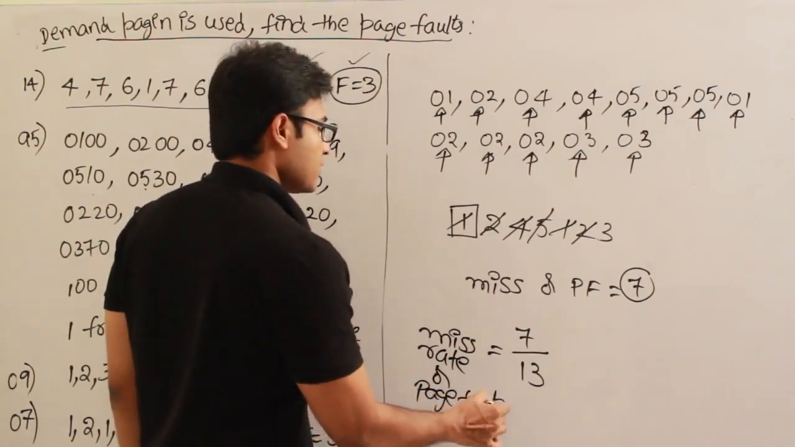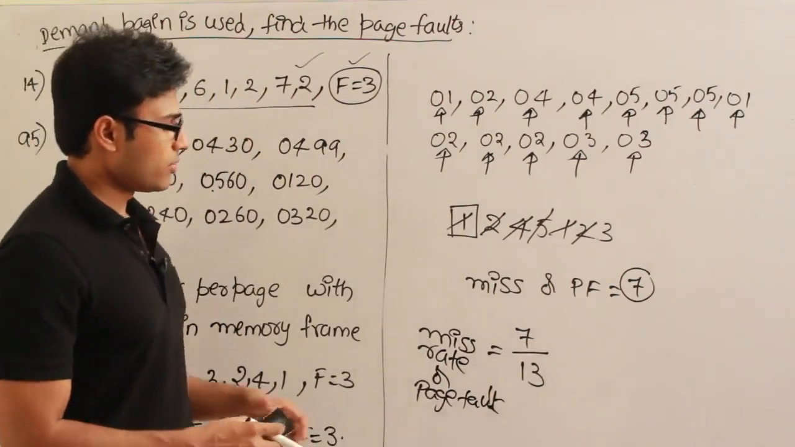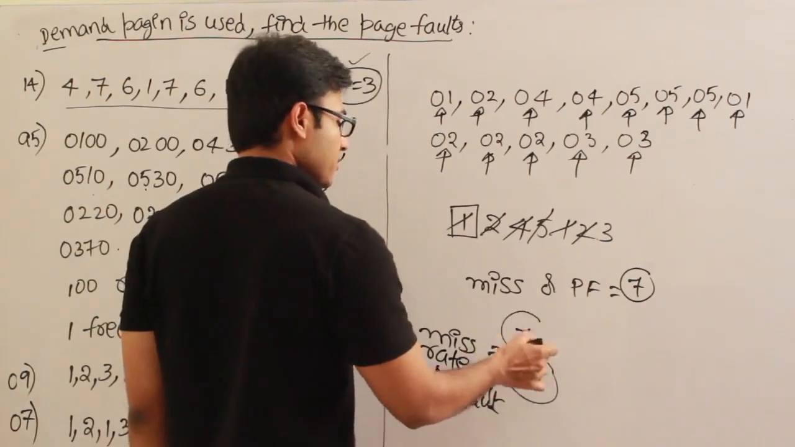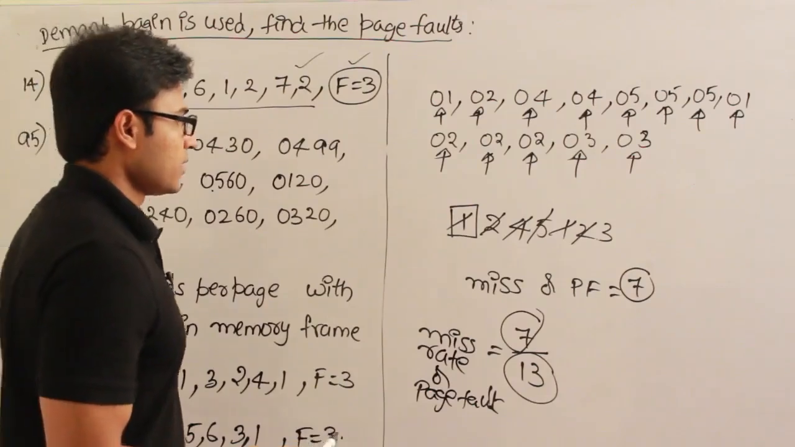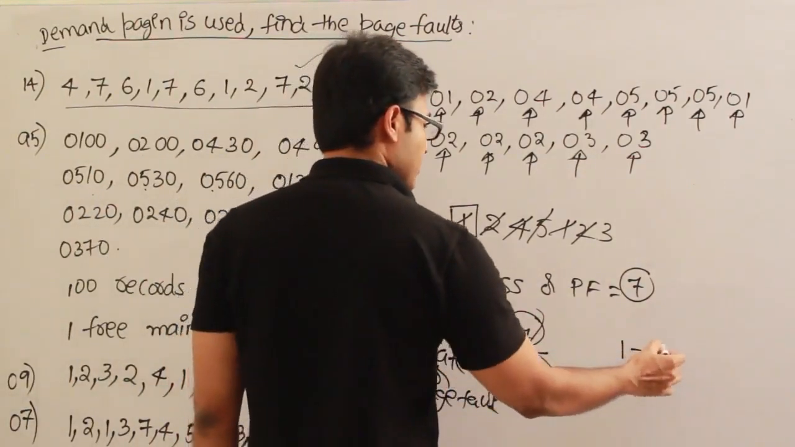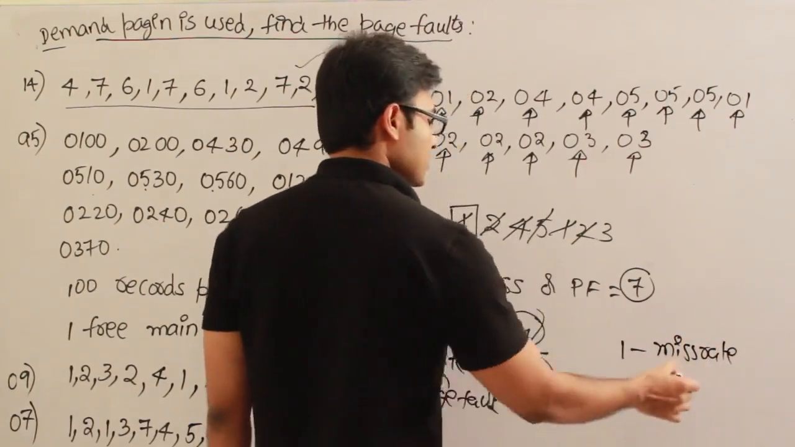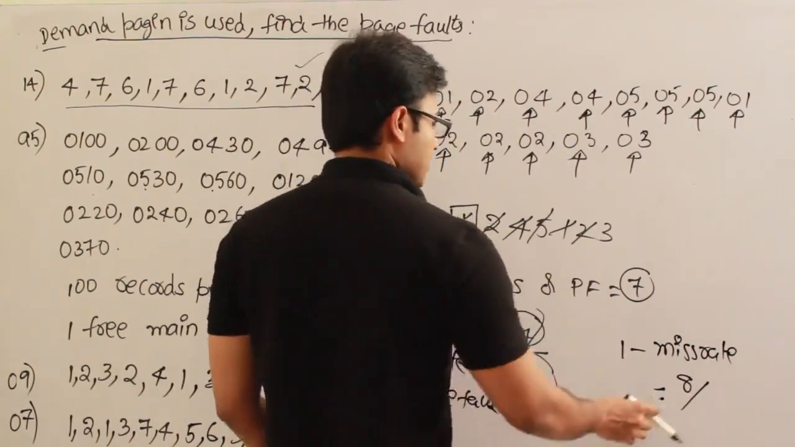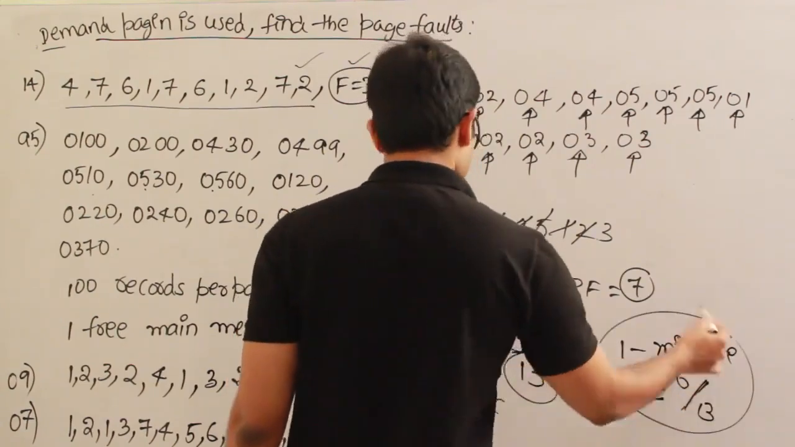They might even ask you a question like this: what is the page fault rate or miss rate? You compute the total references, and out of these total references you compute how many are missed, and that is called the miss rate or page fault rate. In case you are wondering about the hit rate, then hit rate is 1 minus miss rate. In this case it is 6 divided by 13 for the hit rate, and 7 divided by 13 for the miss rate.